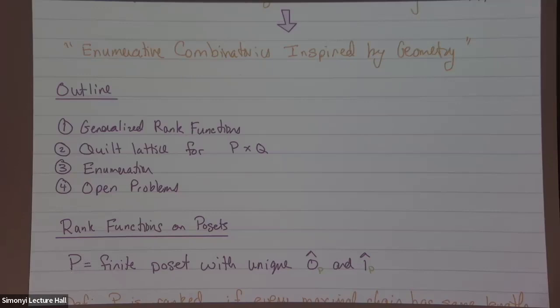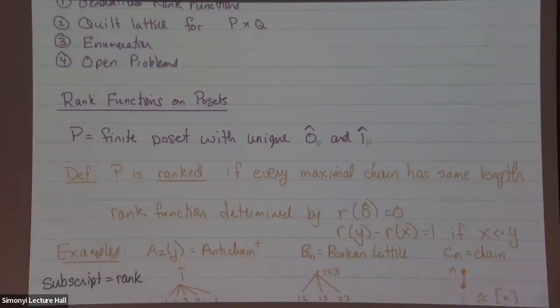So to begin with, there are lots of rank functions in the world, you've probably noticed. For example, there are rank functions on posets. If you're lucky, you have a ranked poset. So I'm only going to deal with posets that are always finite and always have a unique minimal element 0 hat and unique maximal element 1 hat. If I need to differentiate between different posets, I'll put a subscript P on the minimal and maximal elements.